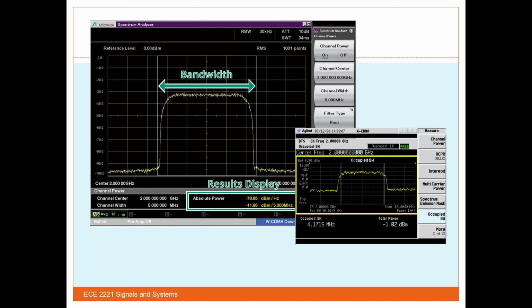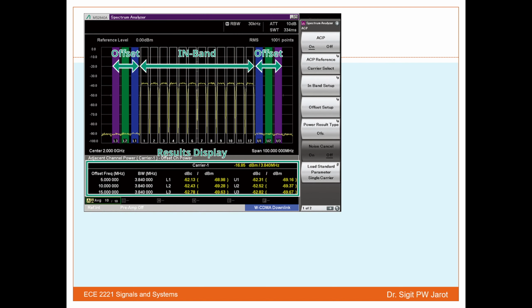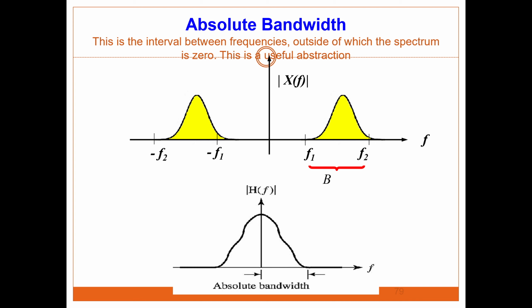For example, this is a signal as seen in the spectrum analyzer. It appears from this certain frequency to this frequency. The size of the information or data that can be transferred is called the bandwidth. We measure bandwidth from F1 to F2, the range that exists or passes in the frequency function.